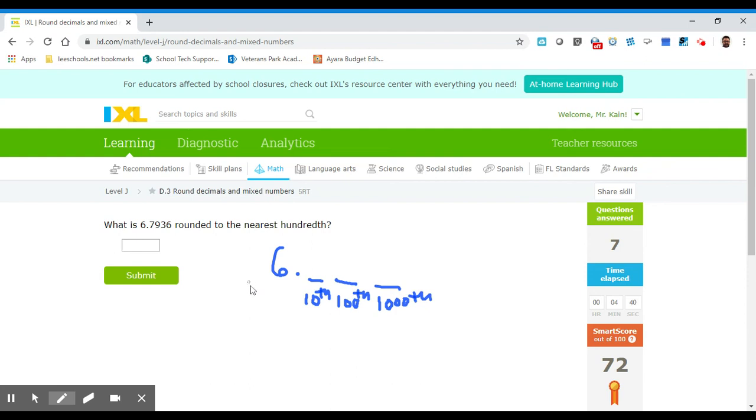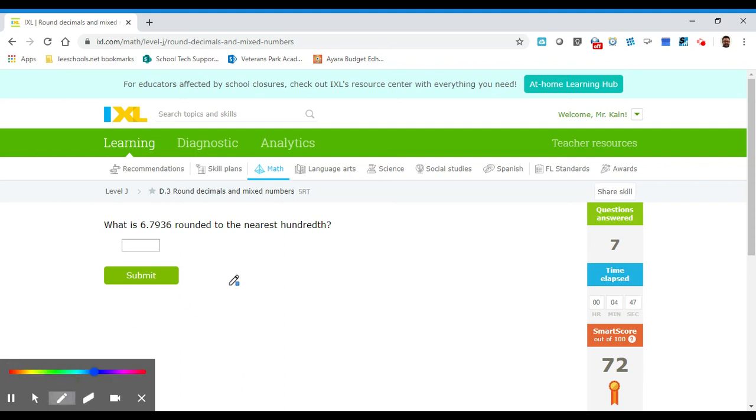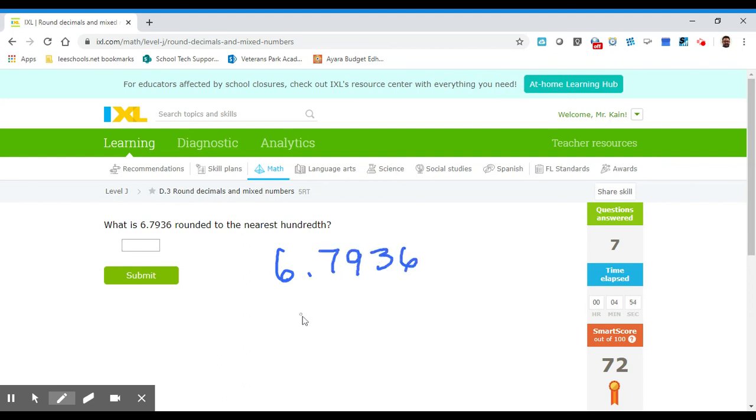Okay, the way I like to think of it is to figure out the trick is take any decimal number, right? Like this one, 7936. And this is 1/10, this digit, because we just added 0. This is the hundredth. This is the thousandth, and so forth, okay?